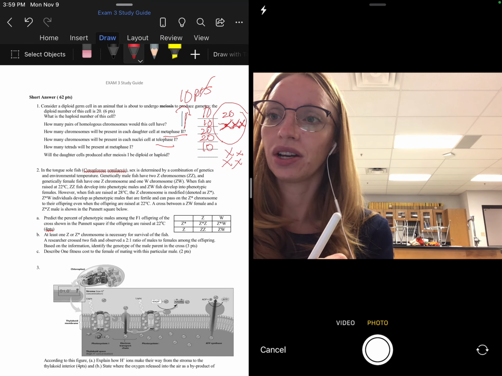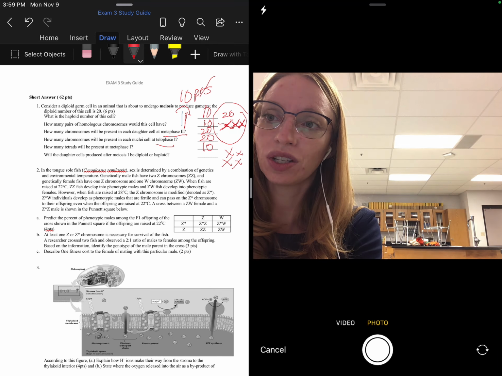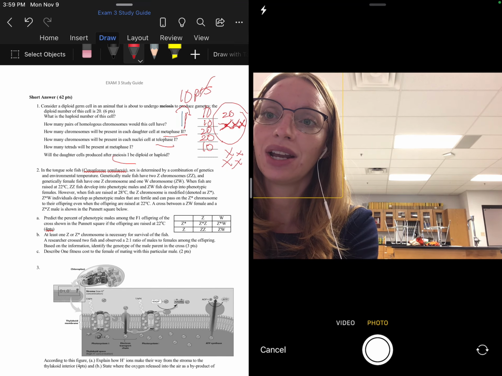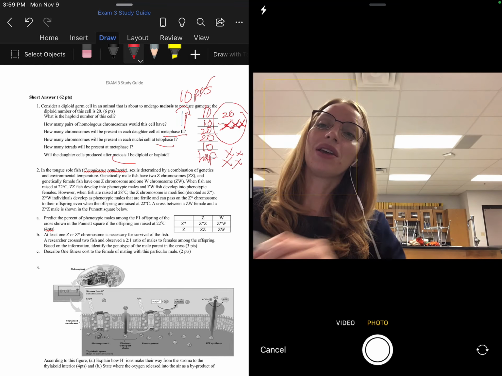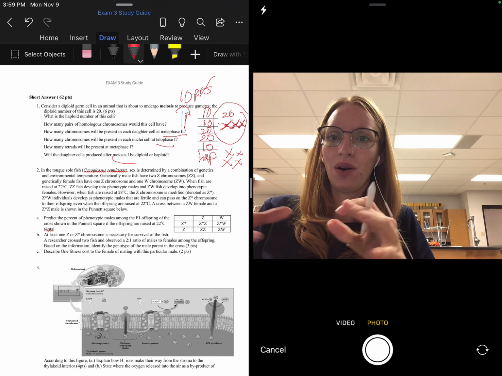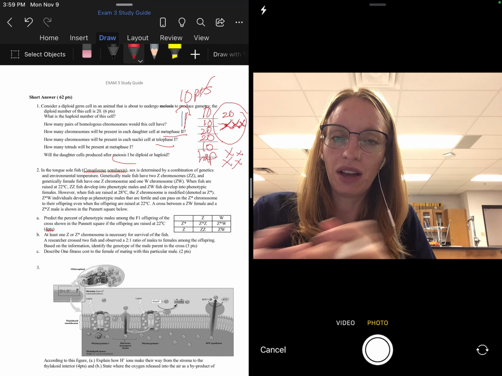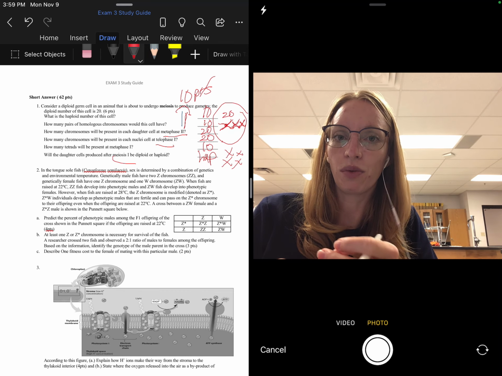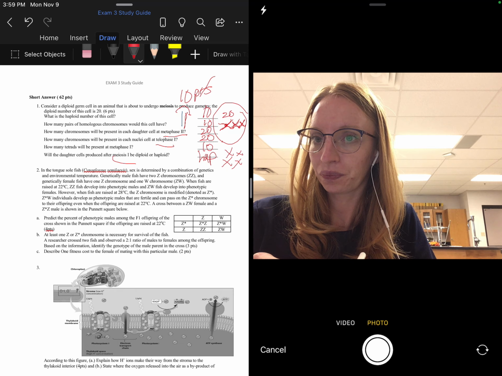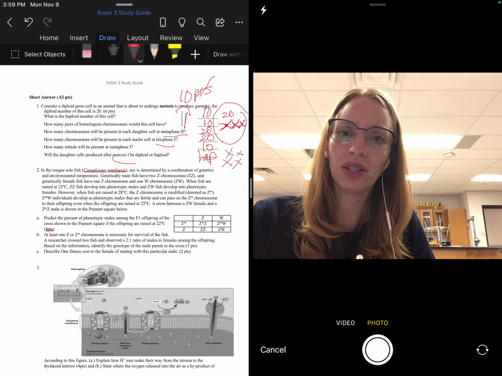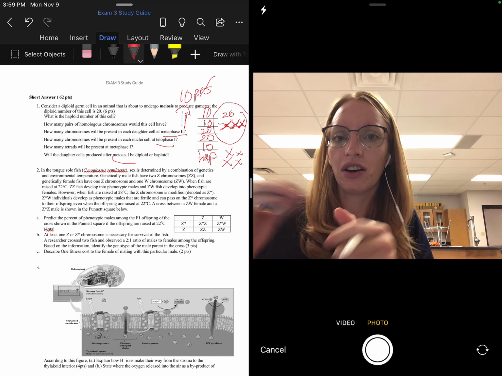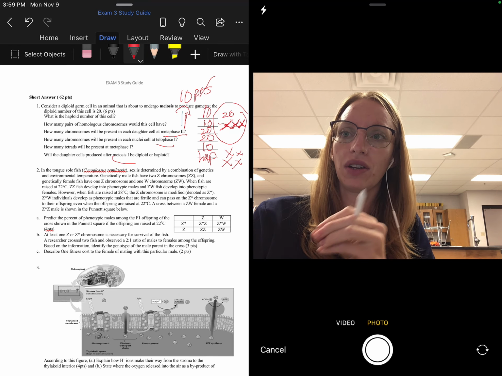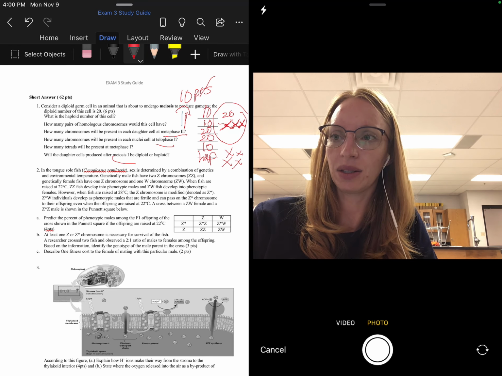And the last one, will the daughter cells produced after meiosis 1 be diploid or haploid? At this point, they are haploid, excuse my bad writing, because you got rid of the homologous chromosomes at that point, and all you have left are sister chromatids, which means chromosome number 1 and its pair. So I know those numbers are a little confusing. If you need to rewatch that part a couple of times or look up a worksheet or something to help you get it, because like I said, you're not going to have the number 20 to start on your test.